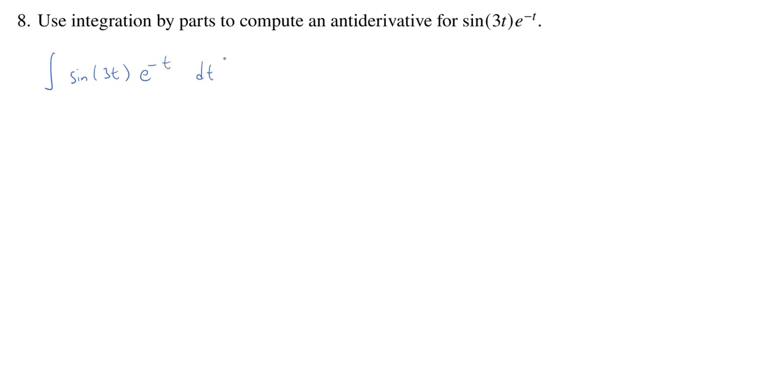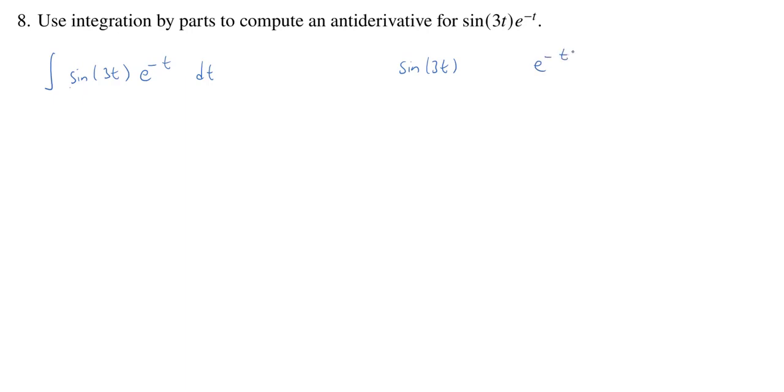So when we use integration by parts, we're going to have to choose some factor of the integrand to be our u and another factor to be our dv. I'm not going to make that choice uniquely. I'm going to do it both ways, just to show you it doesn't really matter when you have sines and exponentials which one you choose as your u. So let's say first I'm going to let my u be the sine of 3t, and the dv will be the e to the negative t dt.